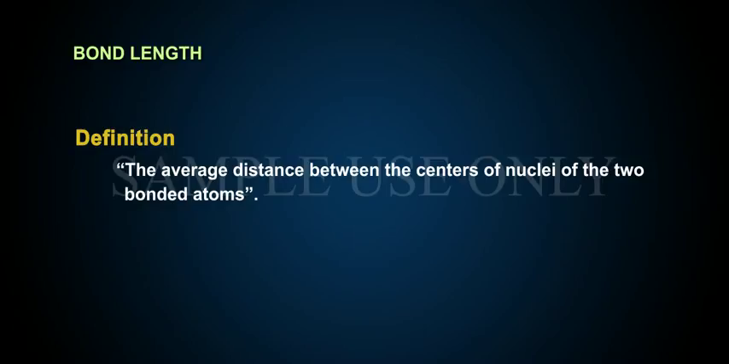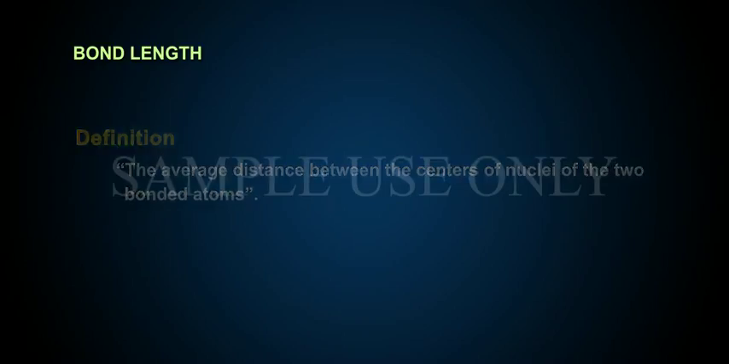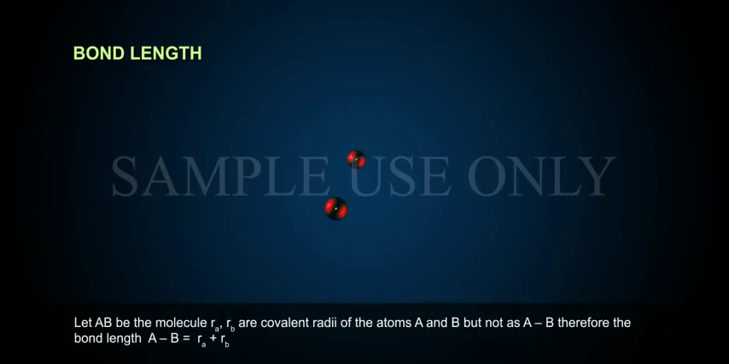Bond length. Definition: the average distance between the centers of nuclei of the two bonded atoms. Let AB be the molecule, RA, RB are covalent radii of the atoms A and B, but not as A minus B. Therefore, the bond length A-B is equal to RA plus RB.